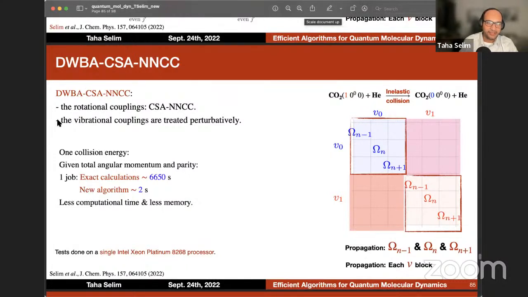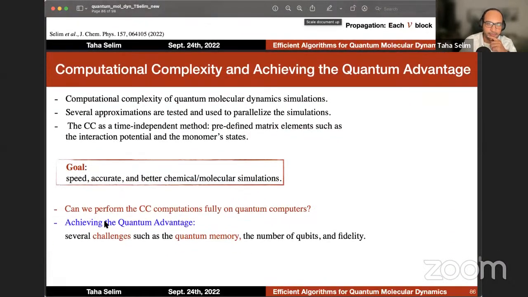And now we see here the computational advantage that we get, that using this approximation, the distorted wave with the enhanced version of coupled states can really make a substantial saving in time. So the exact calculations take about 6,650 seconds, and the new algorithm would do it in 2 seconds. And we have like 1,560 as a division between both in saving. It means that we have less computational time and less memory. And this test was, of course, done for one job only. Those comparisons were done on a single Intel Xeon Platinum processor from that generation.